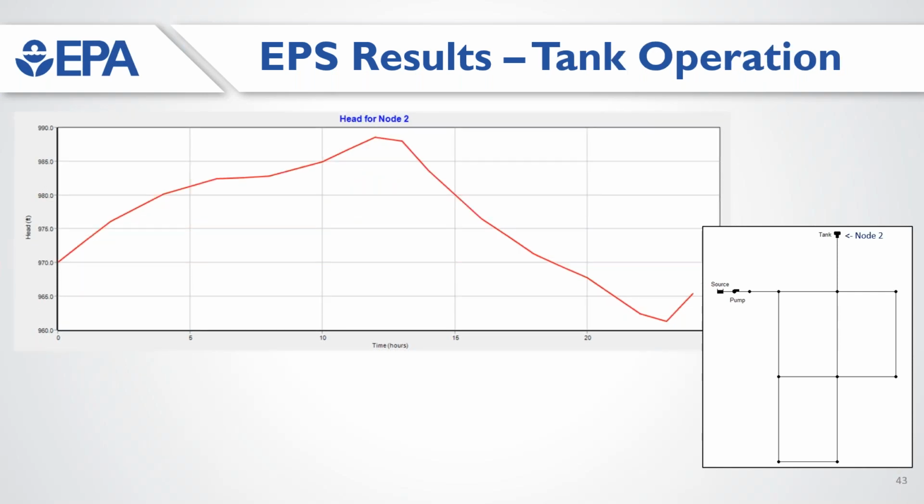Then you can also see the tank operation. Tank level here is going up, meaning the tank is filling, basically the treatment plant is pumping water into the tank, likely during the time when the energy price is low. Then when the energy price is high, the system can use the tank to drain water into the system. So you can see the tank operation here.